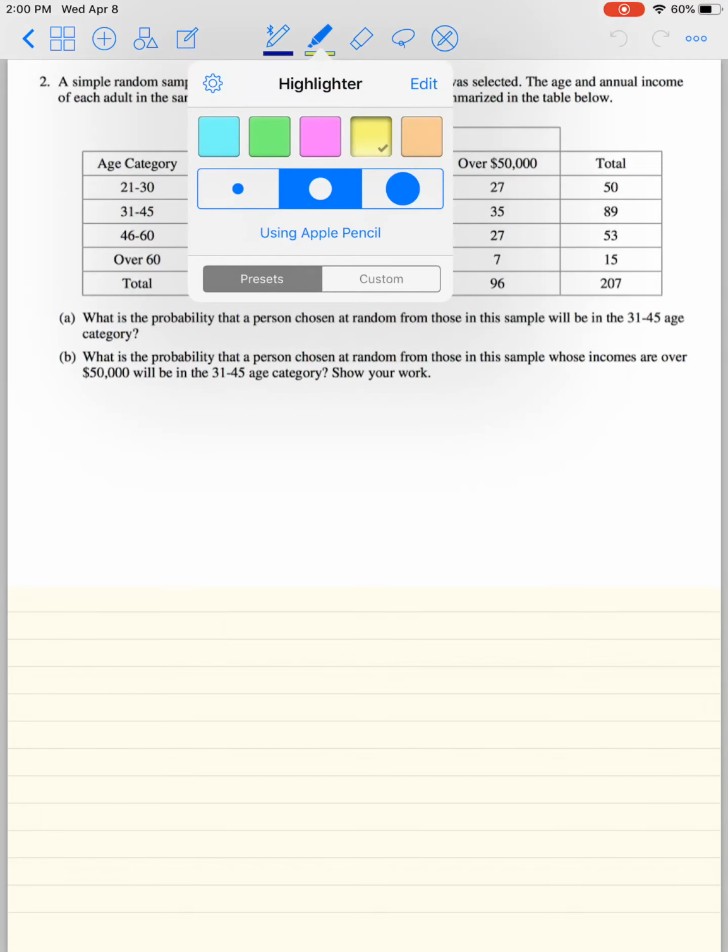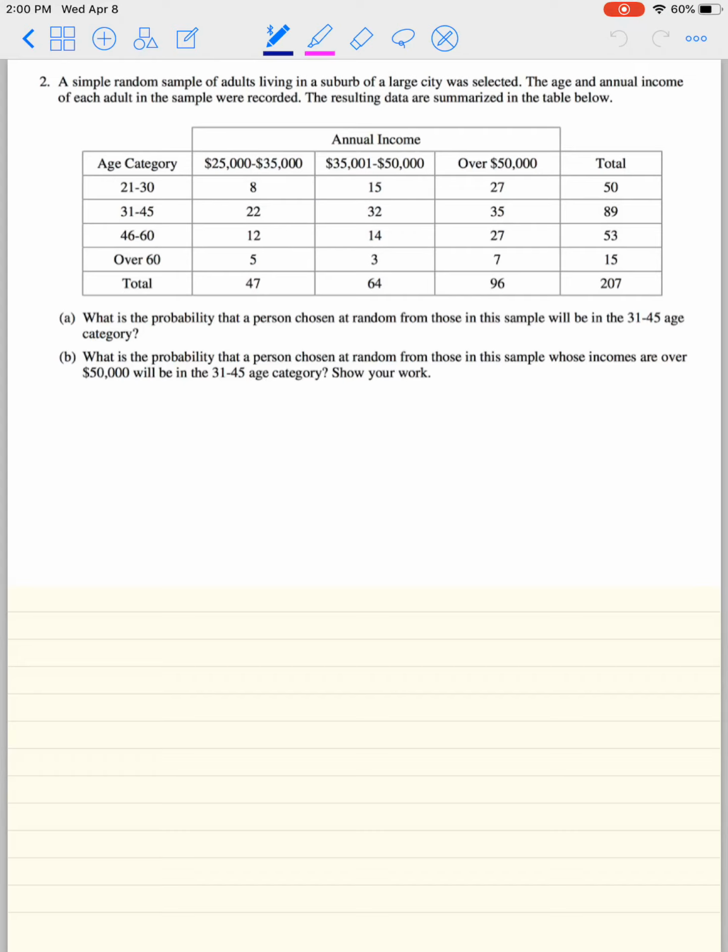Let's try this. Okay. A simple random sample of adults living in a suburb of a large city was selected. The age and annual income was recorded. The resulting data are summarized, and we also have the total. What's the probability that a person chosen at random from those in the sample, so anybody, will be in the age of 31 to 45?